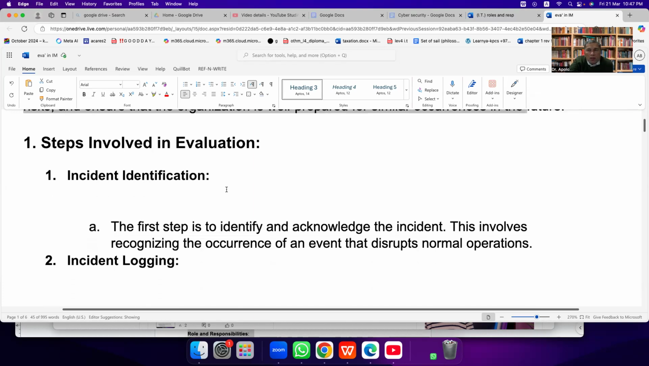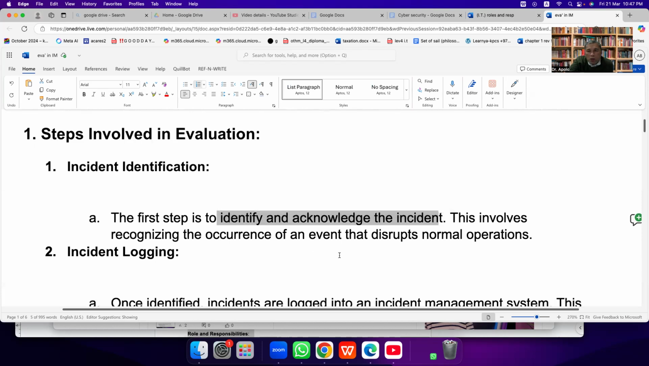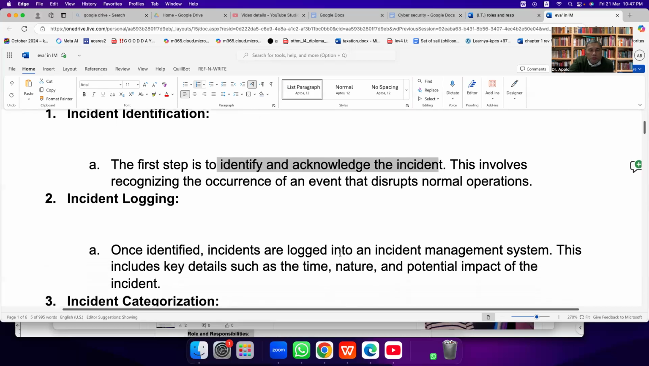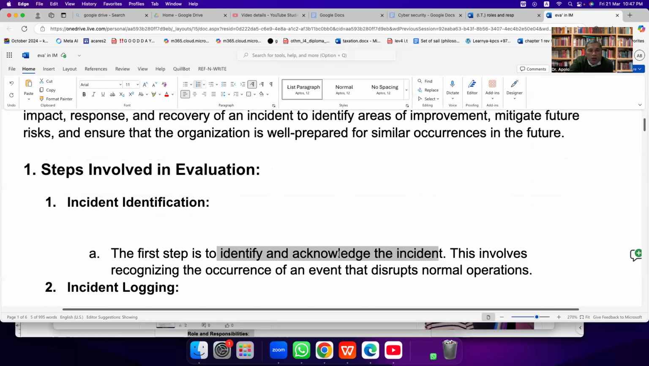Number one is incident identification. The first step is to identify and acknowledge the incident. What is the incident? This involves recognizing the occurrence of an event that disrupts normal operation. So what is abnormal in the system? In terms of traffic, in terms of outages, in terms of threats, in terms of protection. Okay, then number one is incident identification.